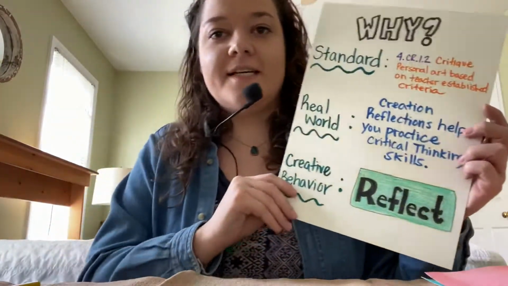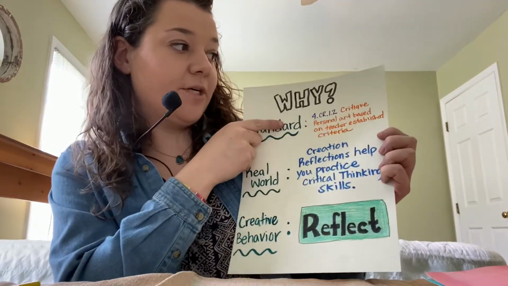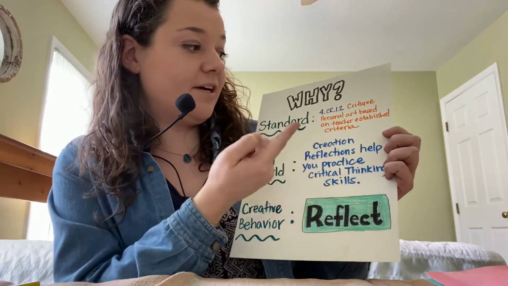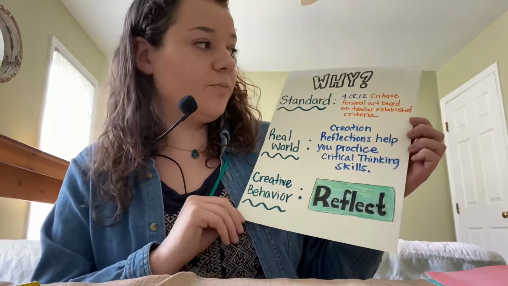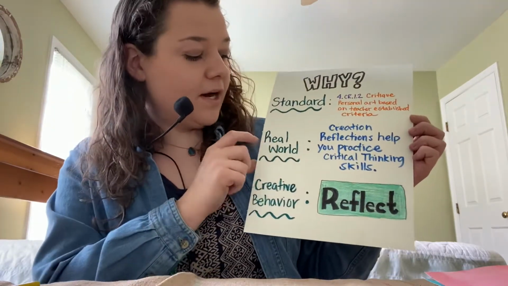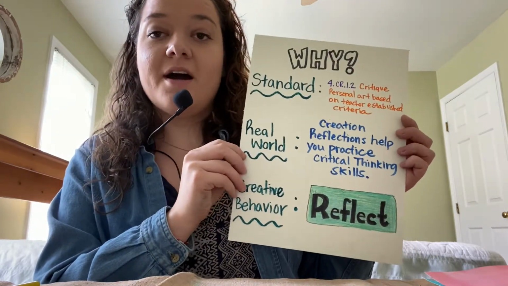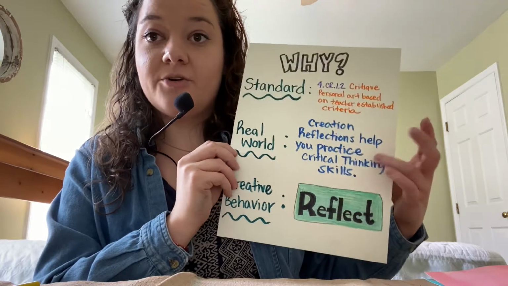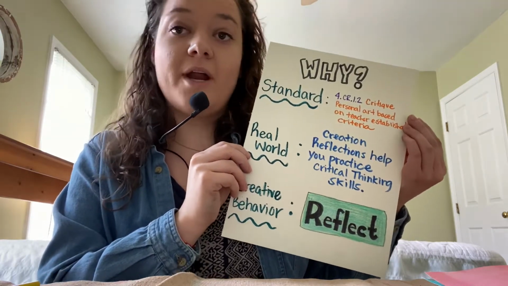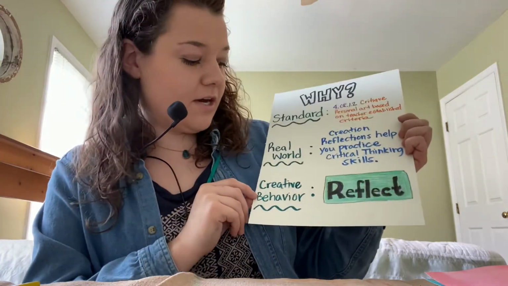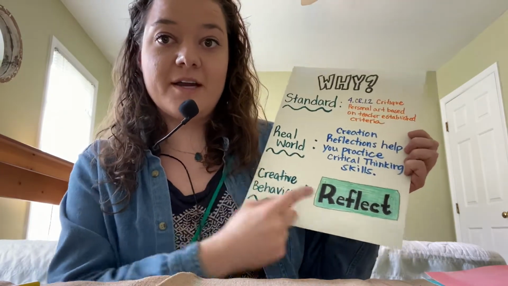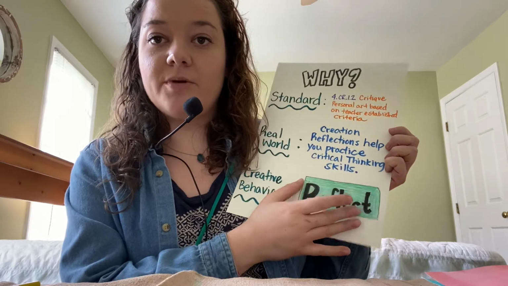Okay, why are we doing it? So the purpose for this lesson is to, first of all, practice the standard, which is critique personal art based on teacher established criteria. So the artist statement is going to give you that criteria to practice critiquing your own personal art. In the real world, we need to learn how to practice our creative and critical thinking skills, which are going to prepare us for whatever future careers or purpose you might have in the world after school. The creative behavior we're focusing on is reflect. That is coming from our green word wall in between the windows in our art studio.